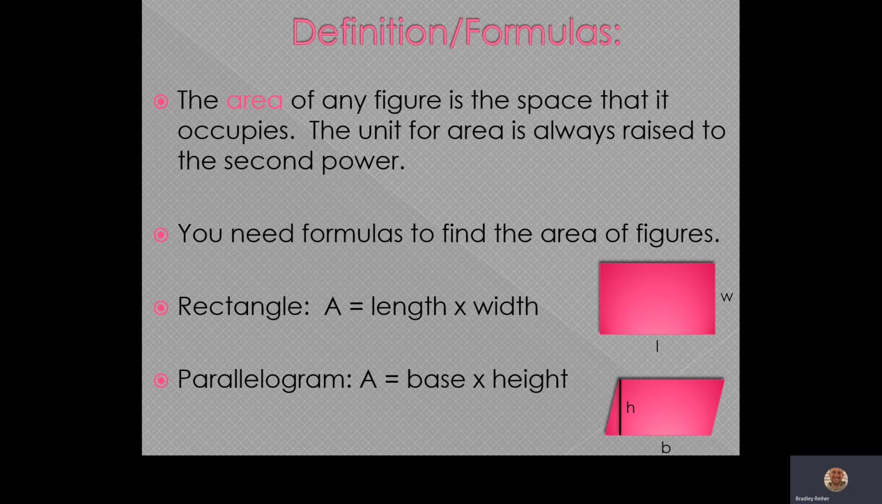Parallelograms look like a slanted rectangle. To find their area, what you're going to do is multiply the base with the height. Now, the base and the height are what we call perpendicular segments. Those segments should meet at a right angle. We're not going to use the slanted side of the parallelogram to find its area.